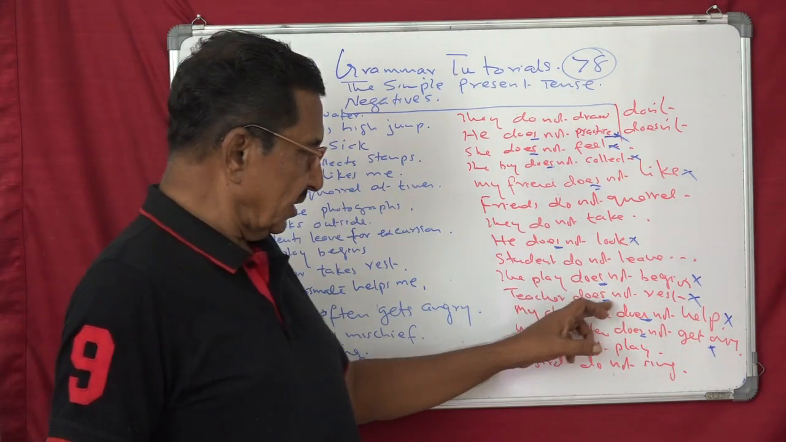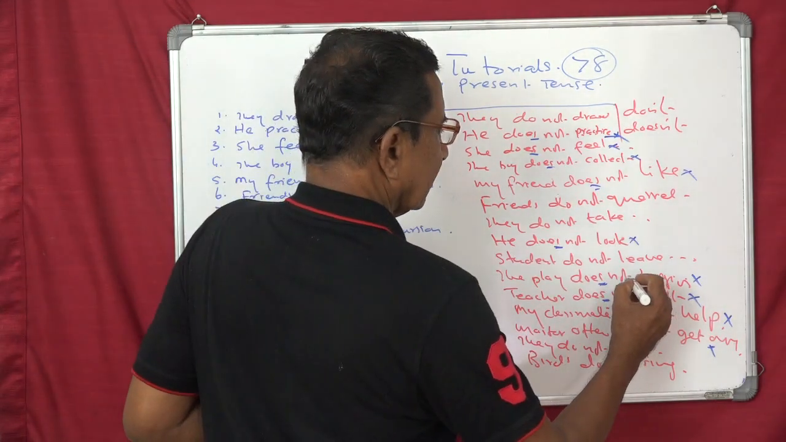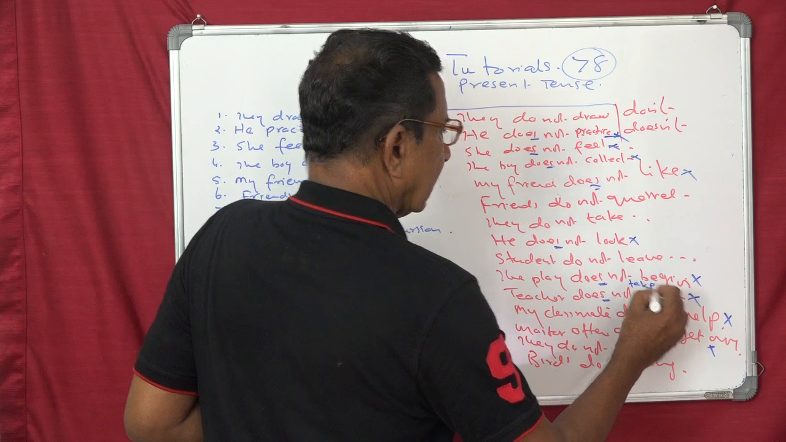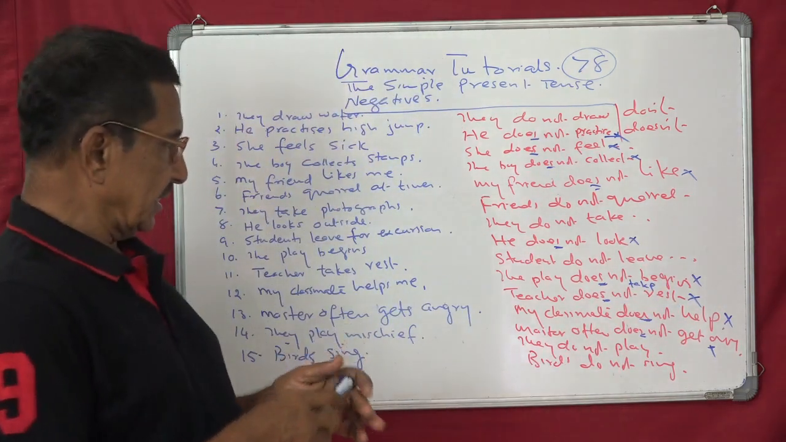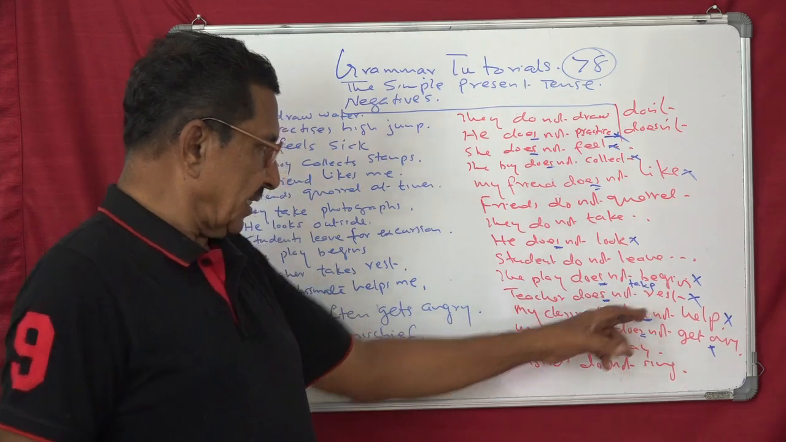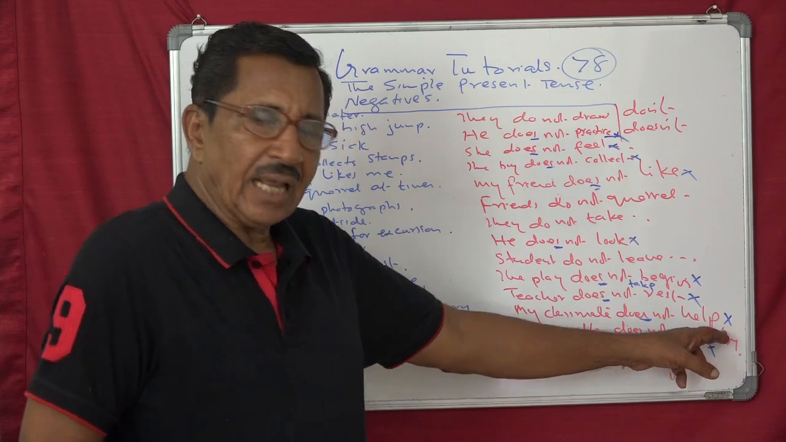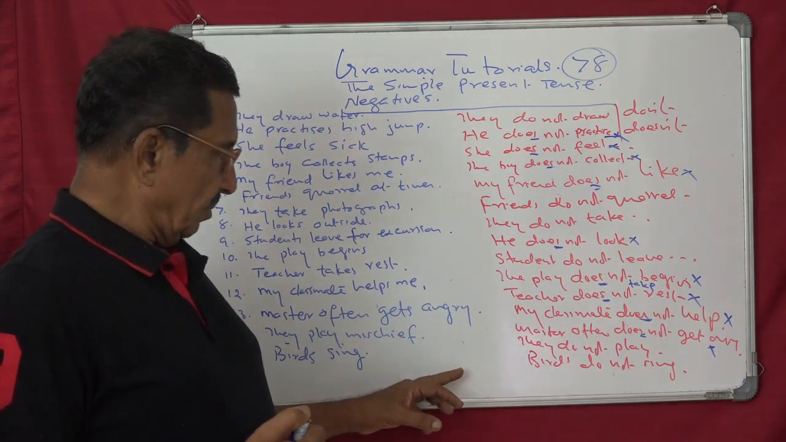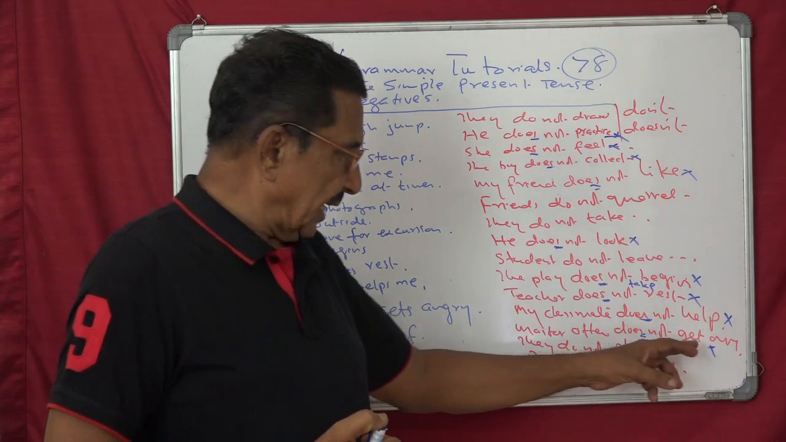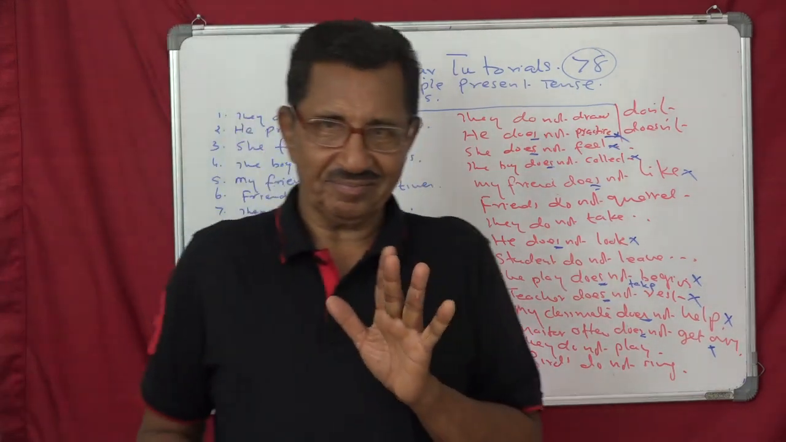Teacher does not take. Take is here. Take, not takes. Teacher does not take, not takes. My classmate does not help, not helps. Master often does not get, not gets. Why? We have already explained.